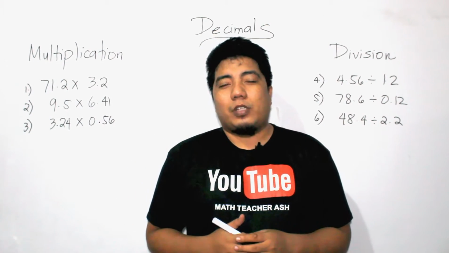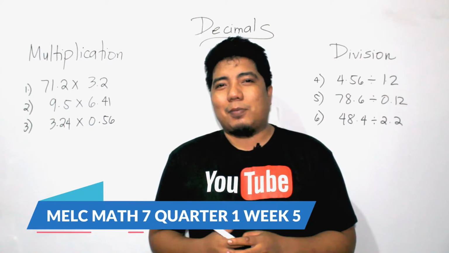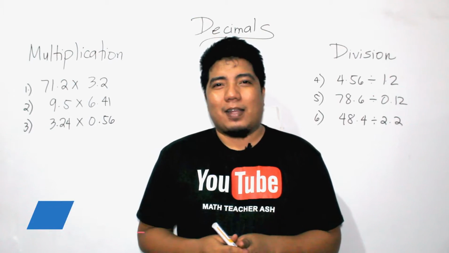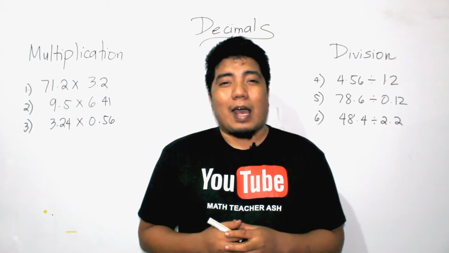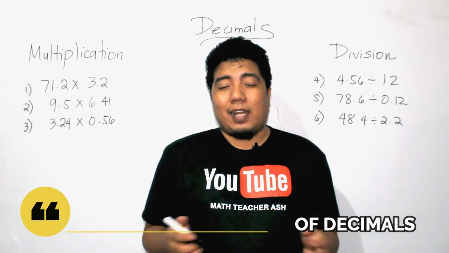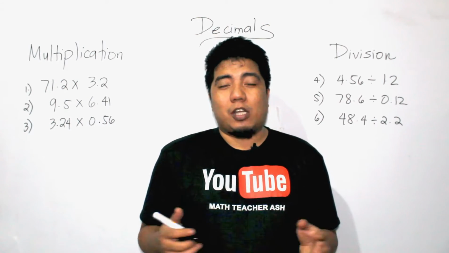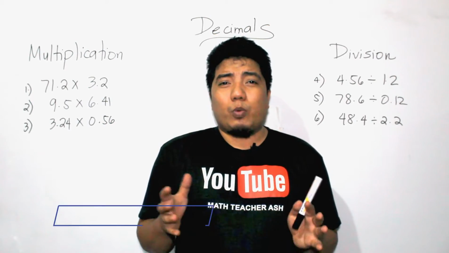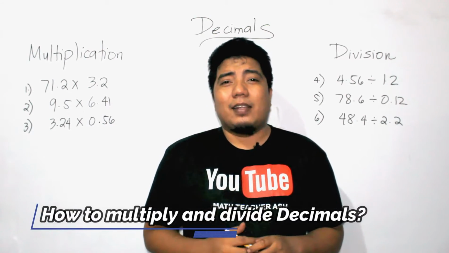Today, we're going to discuss the most essential learning competency-based lesson for Quarter 1, Week 5 of the Grade 7 Mathematics, which is all about how to multiply and divide decimals. This is still under the discussion of operations involving rational numbers. So the question is, how do we multiply and divide decimals?